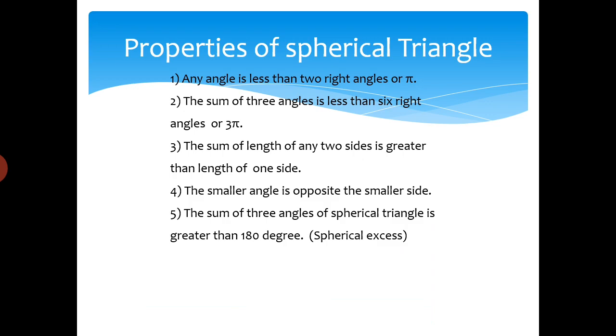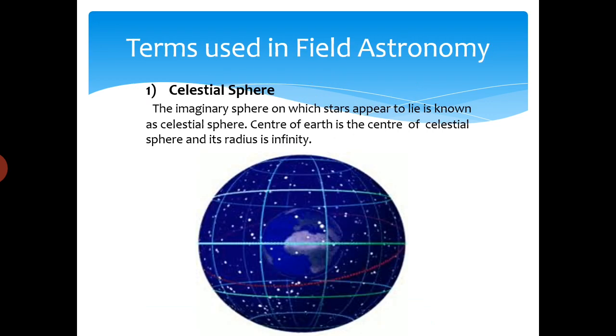If you take the summation of all the angles of a spherical triangle, it should be greater than 180 degrees, and this excess value is nothing but the spherical excess. That is, suppose the sum of the angles of a spherical triangle is 210 degrees, then 30 degrees is nothing but the spherical excess of the spherical triangle, right? So, different terms used in this field of astronomy.